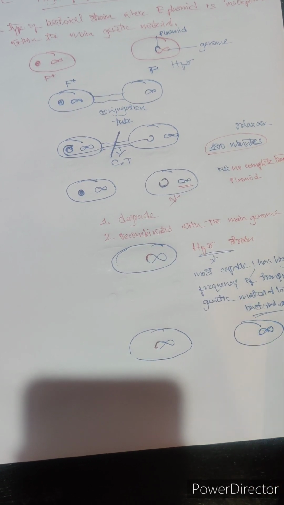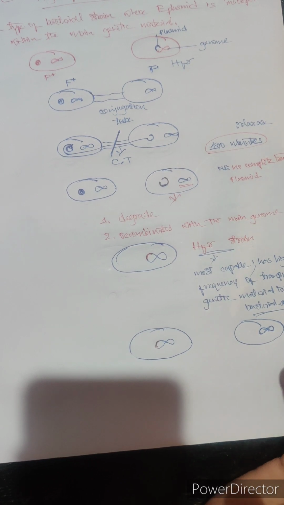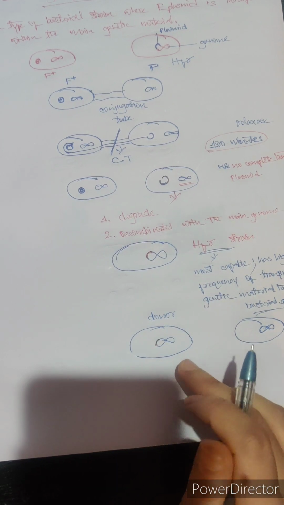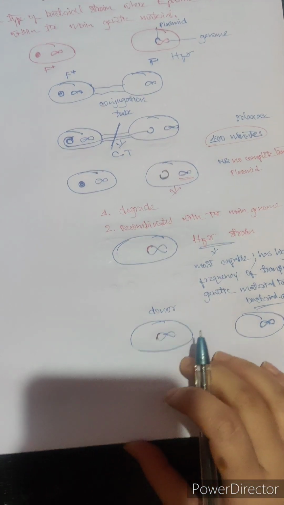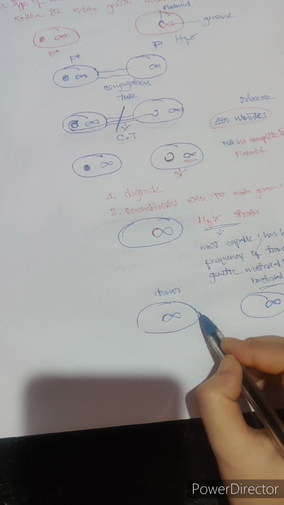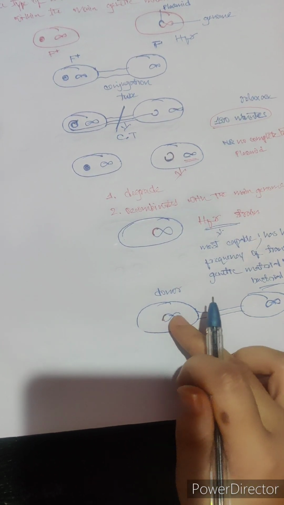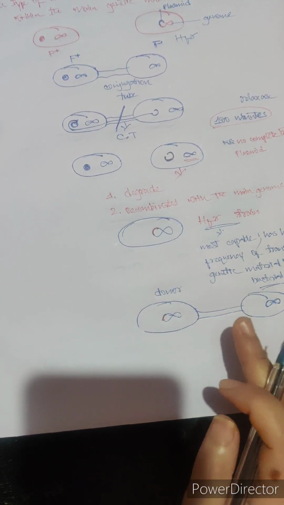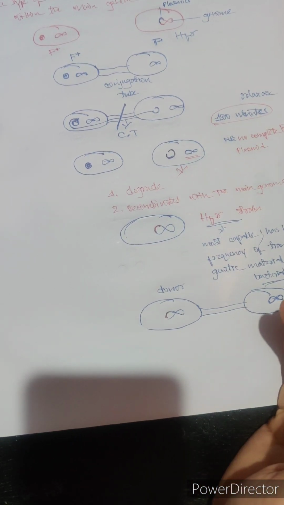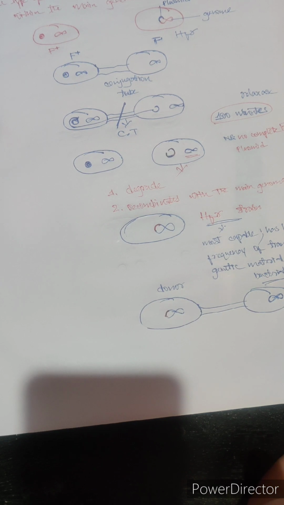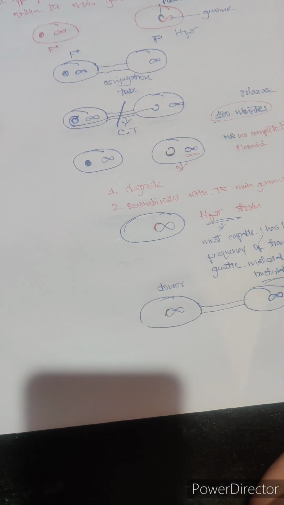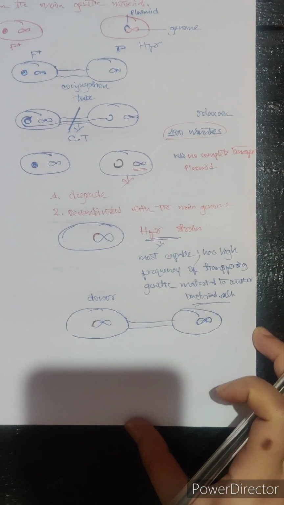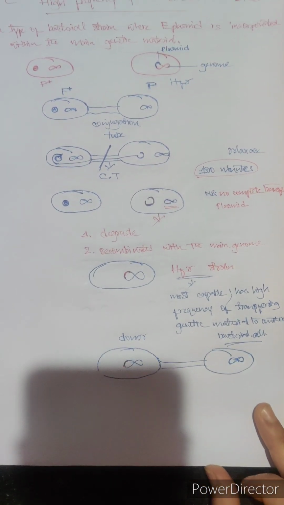When your Hfr strain acts as a donor, it has a high capacity of transferring your genetic material to the other bacterial cell. So this is the reason why it is termed high frequency of recombination, and it is mainly seen in the E. coli strain. So this is the whole topic.